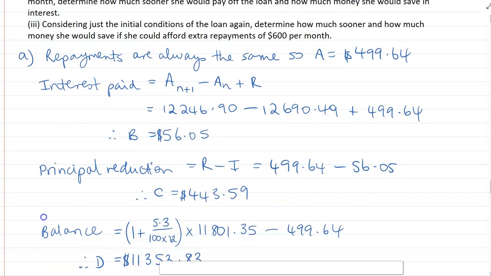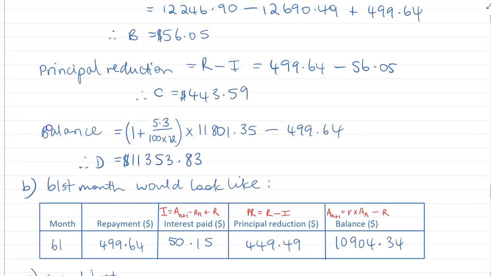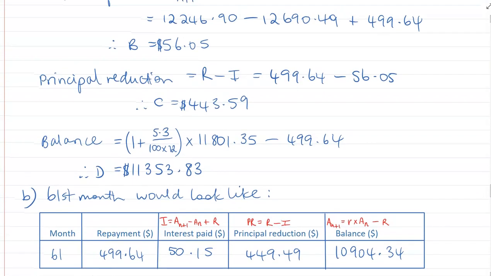And to find the balance, I get a D value of $11,353.83. Scrolling down to B, our 61st month would look like this, hopefully. So straight away plug in that repayment amount. Then I would probably work out my balance first by using that recursion formula. I'd then go and work out my interest paid, and finally my principal reduction.